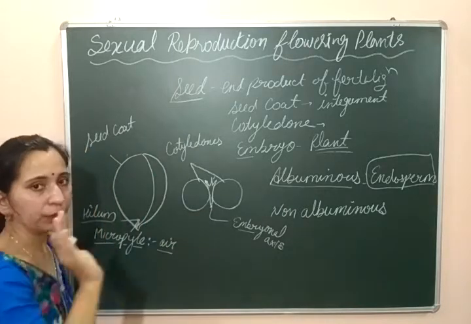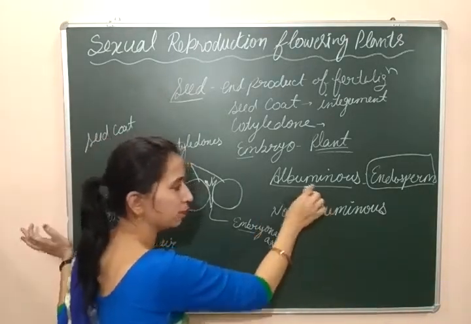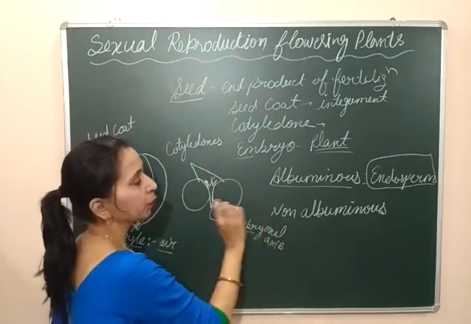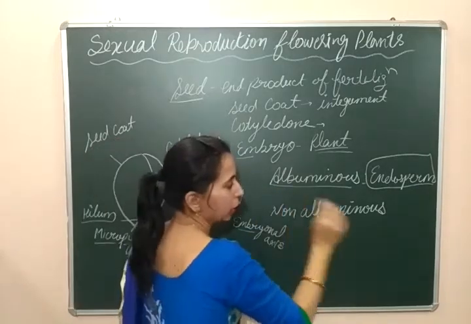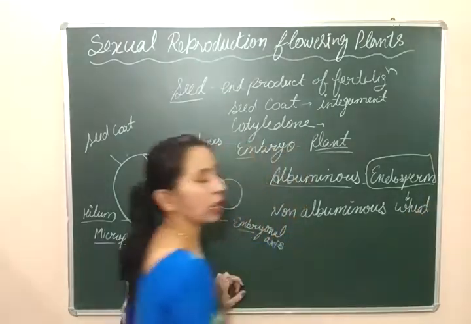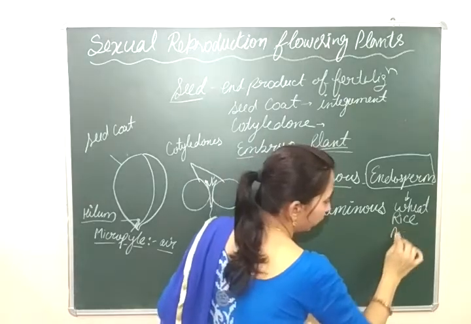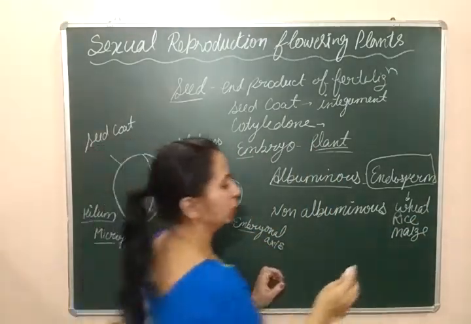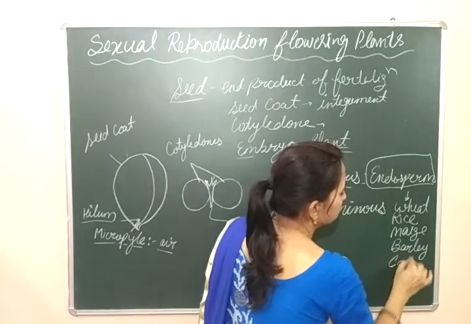So there are some important examples of these two types of seeds. हमारे पास बहुत important examples हैं, albuminous and non-albuminous दोनों ही तरीके के seeds के. Examples of albuminous seeds that we have are wheat, rice, maize, barley, castor. These are some important examples of albuminous seeds.